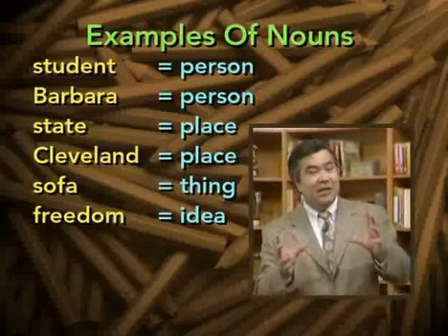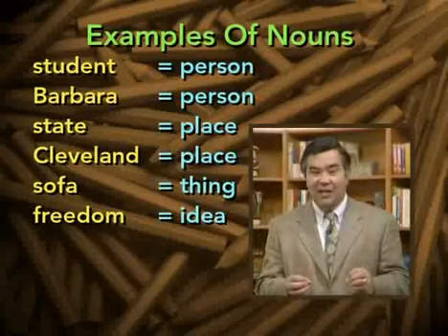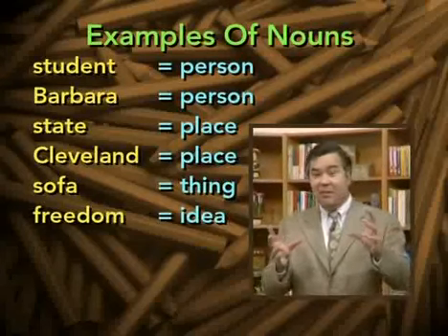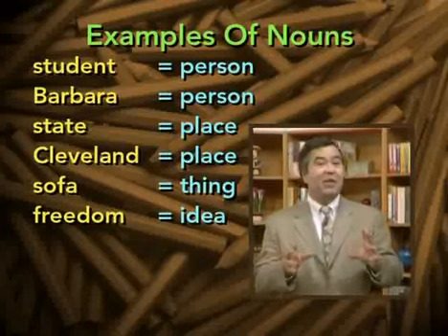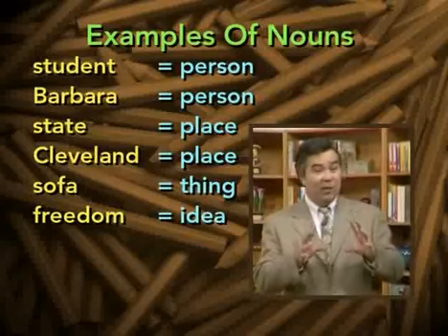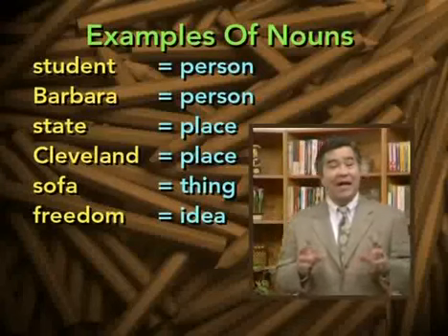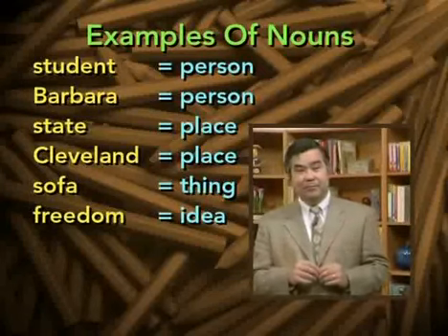It's not something you can see with your eyes or touch with your hands. Freedom is an idea. It's an important concept that many people think about a lot, but it's not something you can point to or perceive with your senses. And that's another example of a kind of noun, a noun that names an idea.